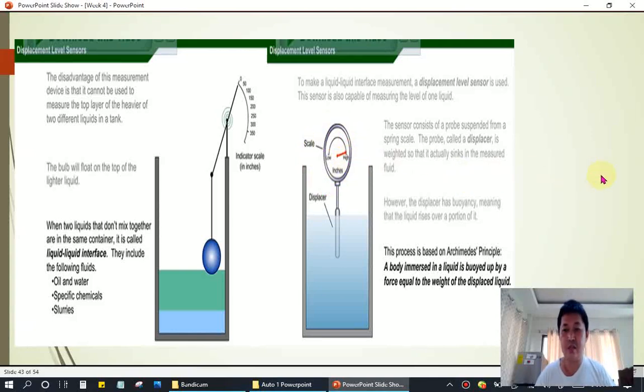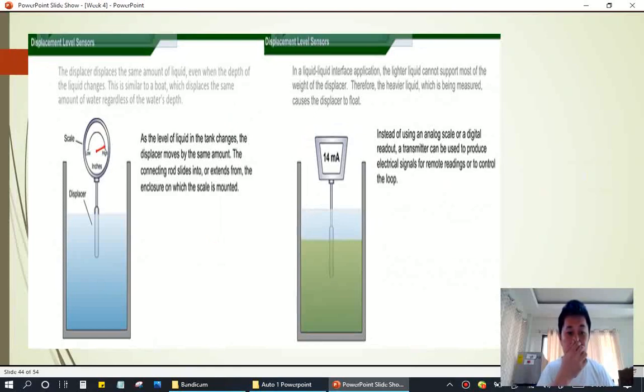So next, the same example here. As the level of the liquid in the tank changes, the displacer moves by the same amount. The connecting rod here slides into or extends from the enclosure on which the scale is mounted. So it reads the analog reading, the level.